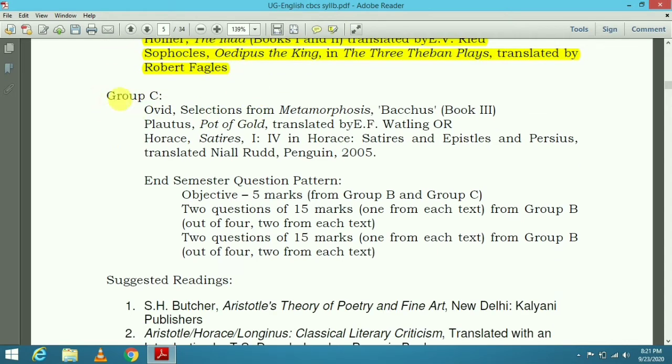In Group C, you have Ovid, Selections from Metamorphoses, but choose book 3. You don't have to read the entire thing. Here you have selections. Plautus's Pot of Gold, translated by E.F. Watling, or Horace Satires 1-4 in Horace, Satires and Epistles and Persius, translated by Niall Rudd, Penguin 2005. You don't have to read this entire text. You only have to read the selections.